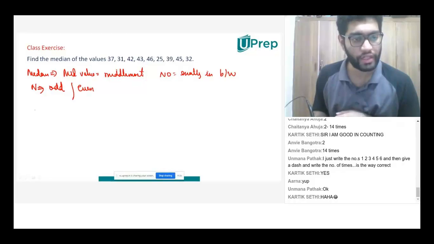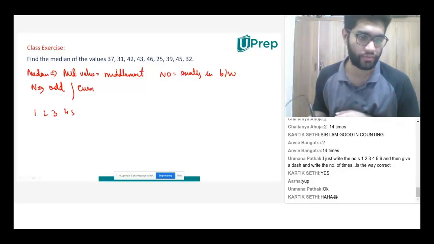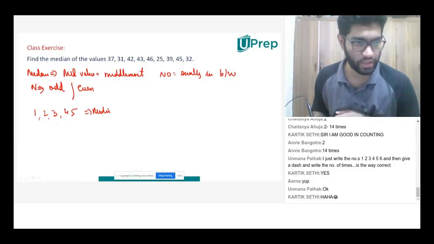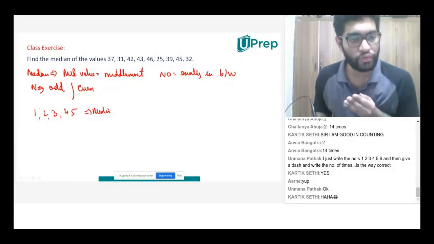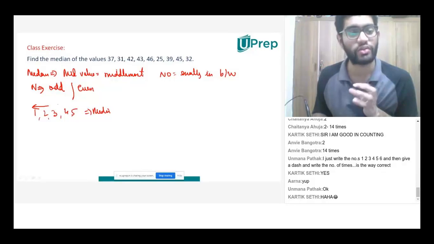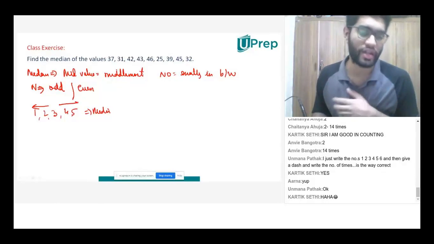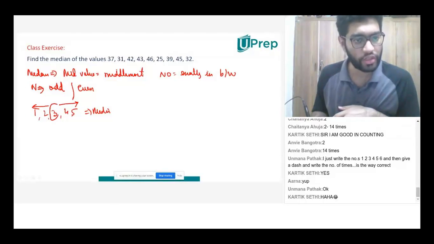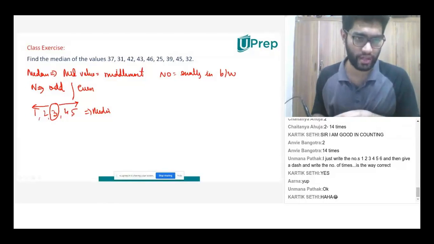For example, if I take 1, 2, 3, 4, 5, this is a set that I have. And the question is, what is the median? Median is the middlemost term. That means the number of terms to the left side of the median should be exactly the same as the number of terms to the right side of the median. Is that very simple? So what is the median value? By simple observation, we can say 3.